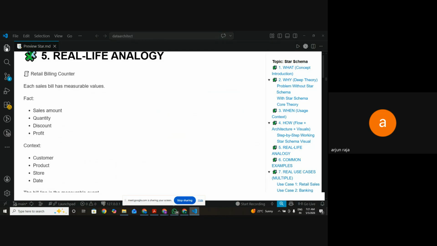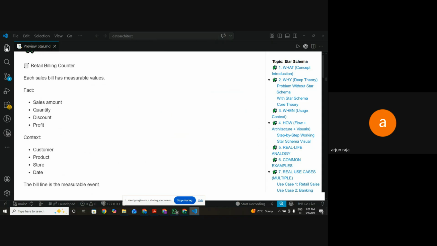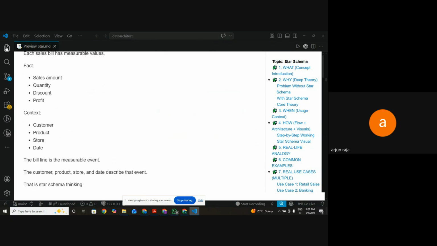Real life analogy, retail billing counter. Each sales bill has measurable values. Fact: sales amount, quantity, discount, profit. Context: customer, product, store, and date. The bill line is a measurable event. Customer, product, store, and date describe that event. That is star schema thinking.